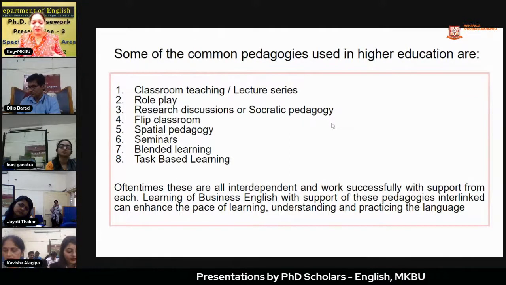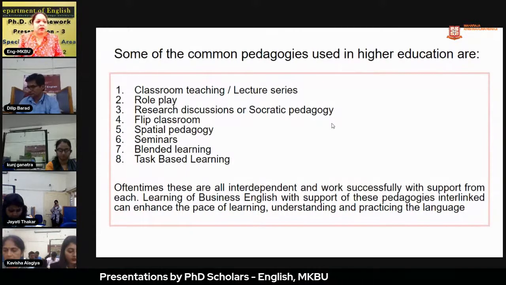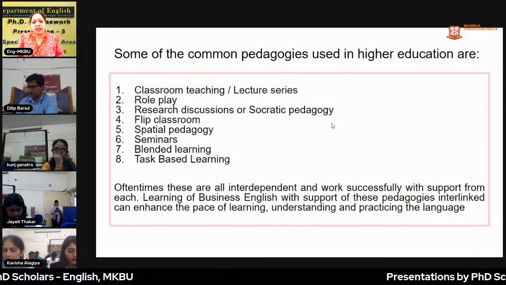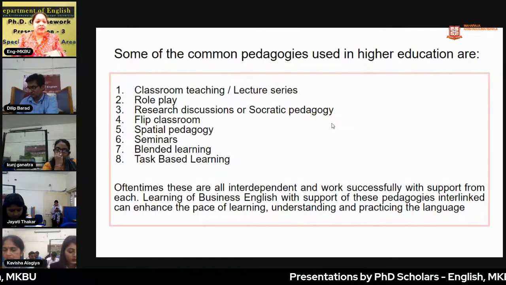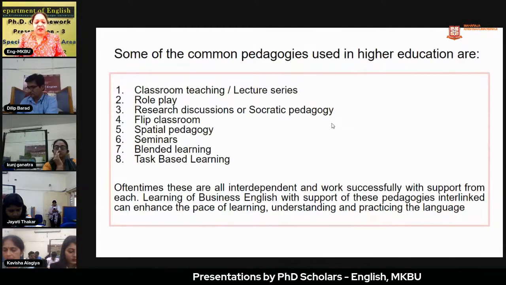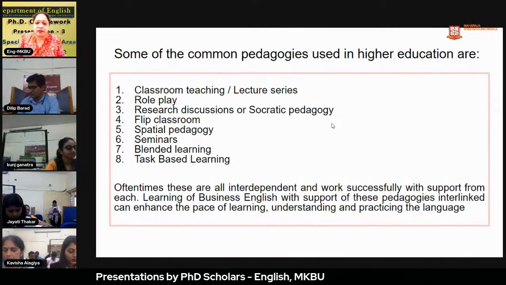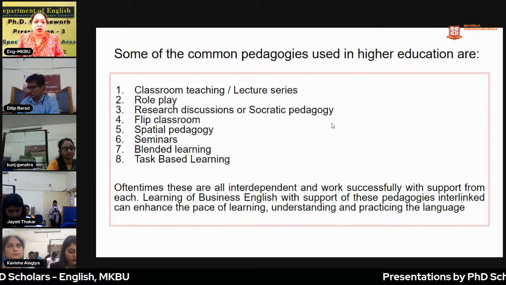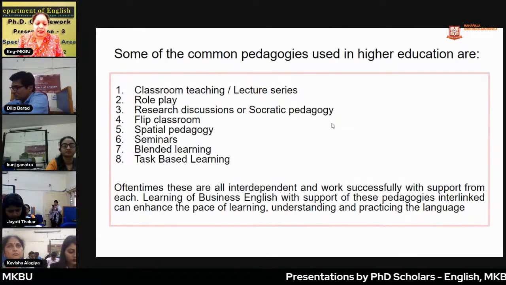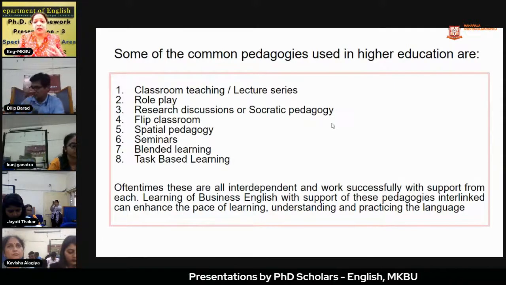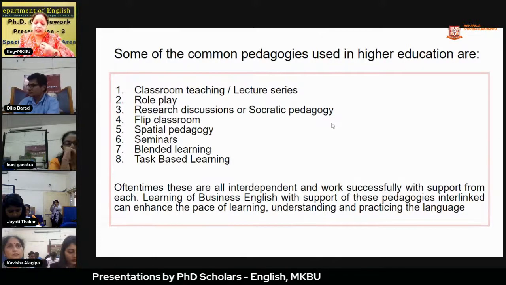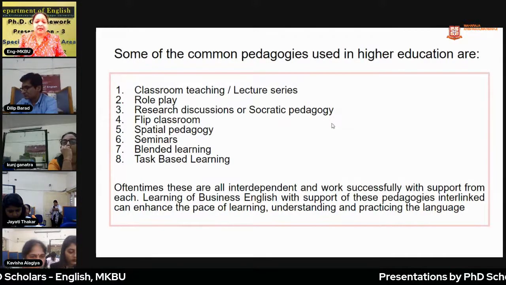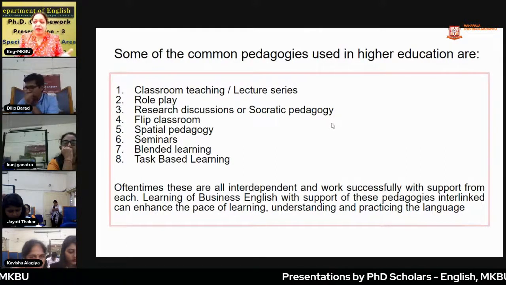Then there are obviously flip classrooms, which was trending during the times of COVID. Spatial pedagogy is not something that we normally see in English, but it means making use of spaces. It is more for students who are studying archaeology or even architecture, interior designing. They also require the knowledge of speaking in fluent English if they want to make presentations to clients and for jury members as well. Seminars is something that we all have been a part of.